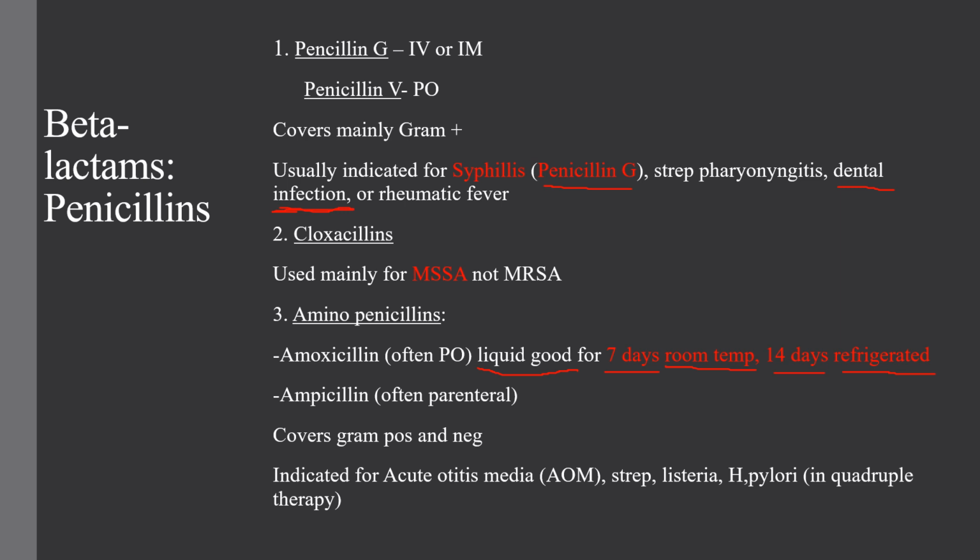So indicated for, the popular one is probably acute otitis media. That's like the main one you'll usually see amoxicillin treated for. Then there's strep throat, listeria, and then H. pylori in quadruple therapy, and also triple therapy in certain places as well.